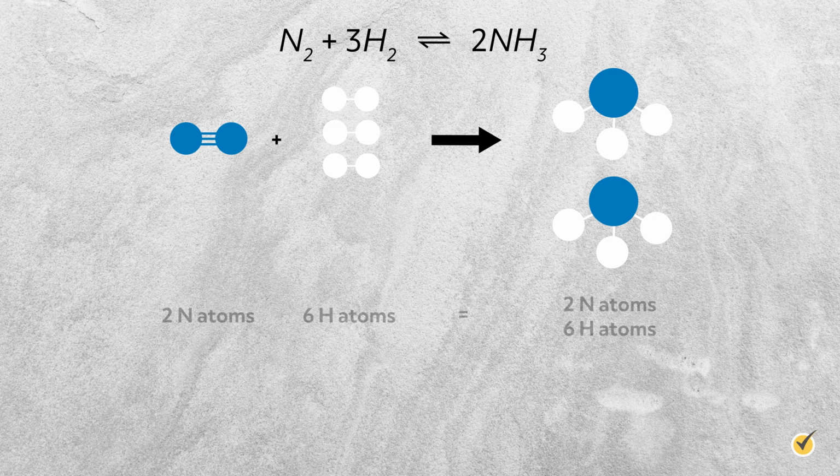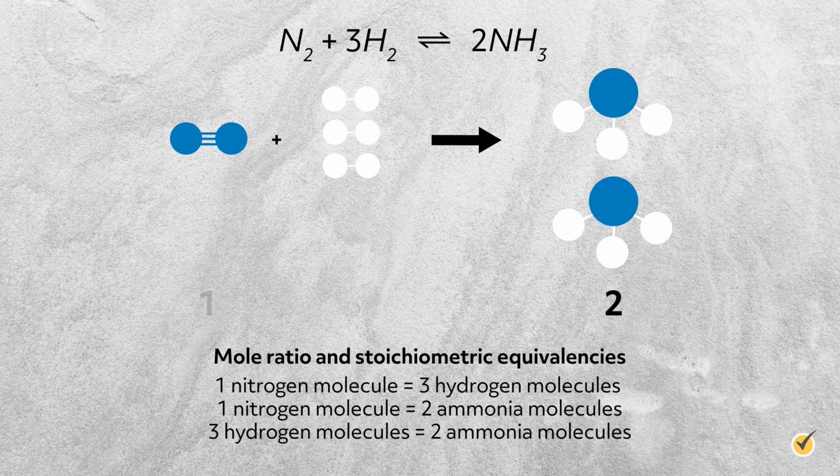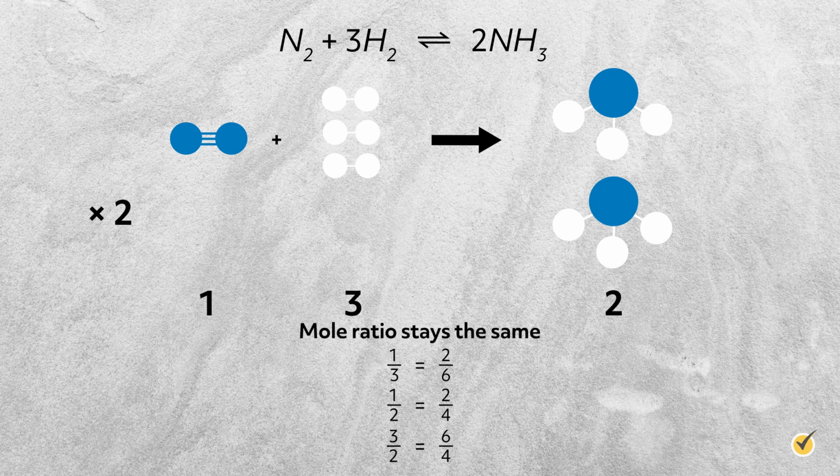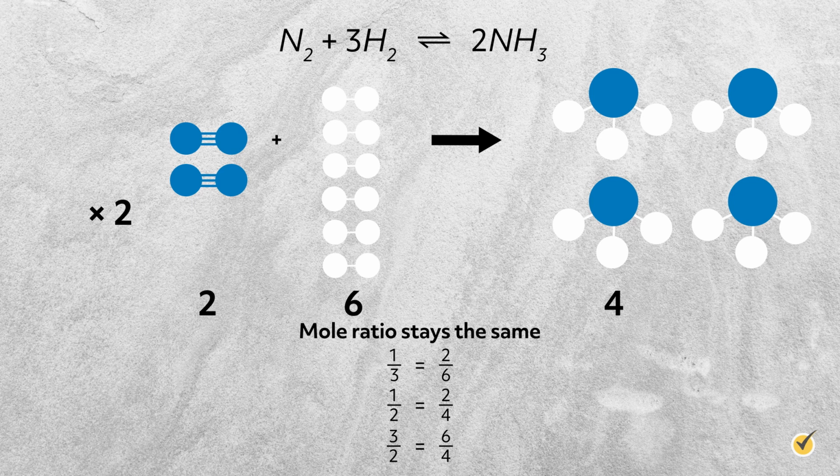Said another way, to make 2 molecules of ammonia, we need 1 molecule of nitrogen and 3 molecules of hydrogen. To have a balanced reaction with no leftover atoms, the chemistry demands this ratio of molecules. We could, of course, multiply by a factor, say of 2, so that 2 molecules of nitrogen plus 6 molecules of hydrogen make 4 molecules of ammonia, which still works because we haven't changed the underlying ratio between molecules. In other words, 1 divided by 3 equals 2 divided by 6.